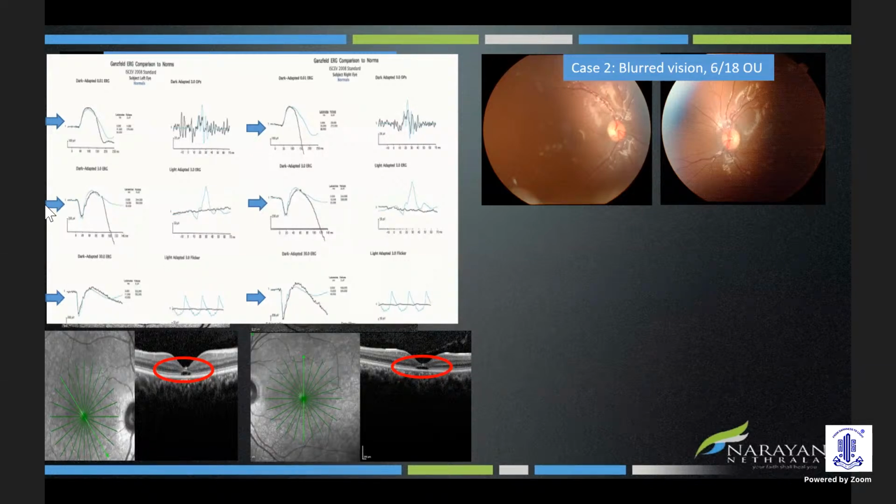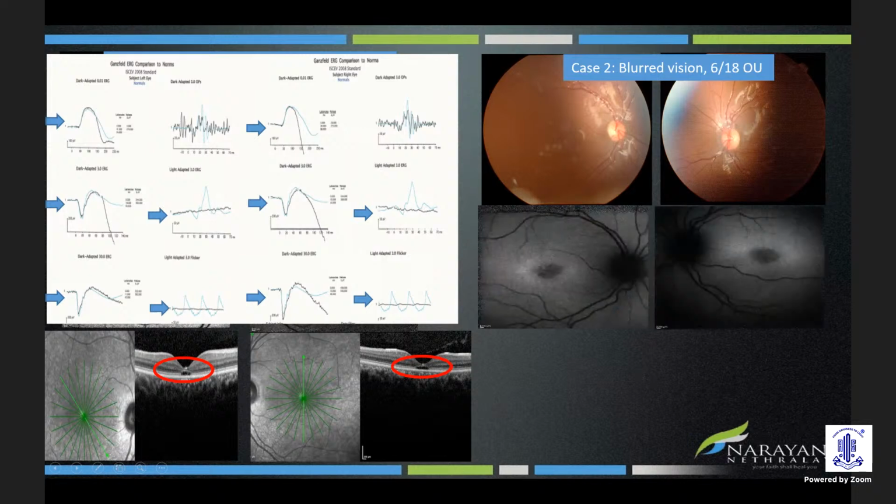But look at the ERG. The dark adapted responses are completely normal. If you look at the light adapted responses here, the black line which belongs to the patient, it's flat. It is almost undetectable. Okay, so we'll try and understand why that's happening.